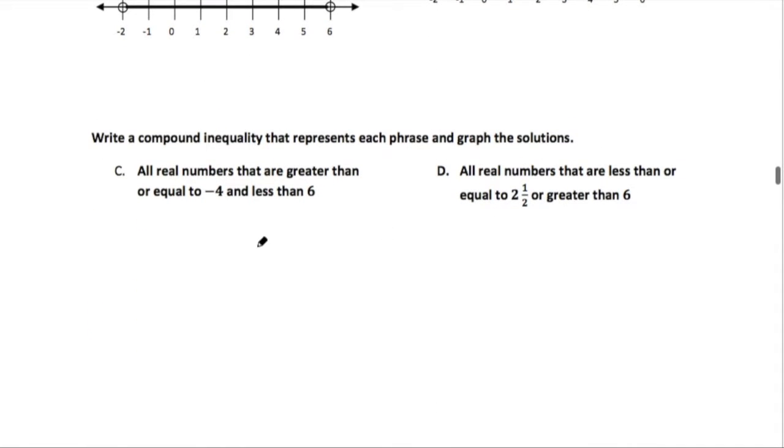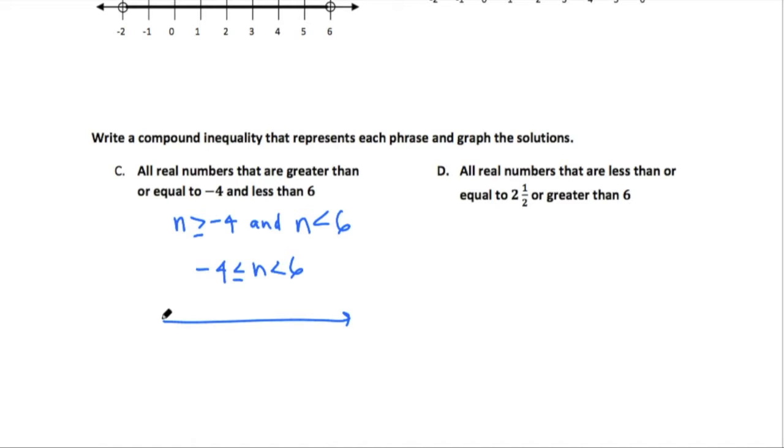So let's go ahead and do another example here. All real numbers that are greater than or equal to -4. That's going to be n is greater than or equal to -4, and n is less than 6. So those are our two inequalities. If we wanted to, we could write those as a conjoined inequality. -4 less than or equal to n less than 6.